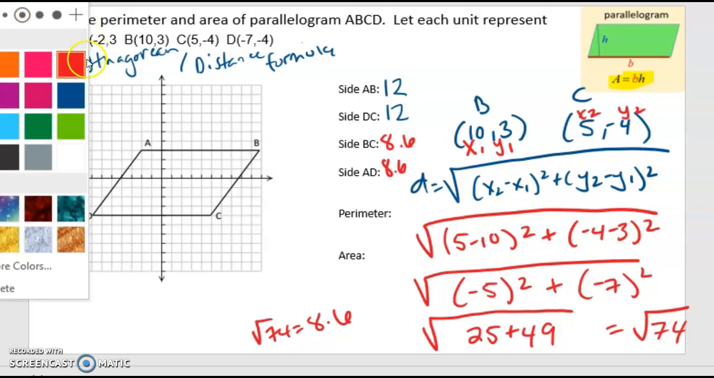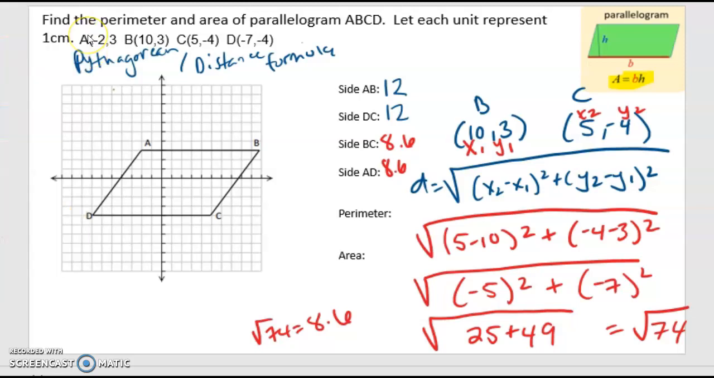To find the perimeter, I'm going to move my slide down a little bit, but perimeter, I'm going to put it at the bottom left so don't get too confused. That's going to be all the sides added together. And that ends up being 12 plus 12 plus 8.6 plus 8.6, 41.2. And I want to always make sure that I have units. So notice that it says let each unit be represented by 1 centimeter, so that means the perimeter is 41.2 centimeters.